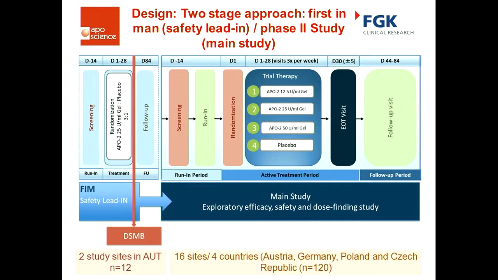If after the run-in period of a minimum 14 days, the wound still fulfills the inclusion criteria, they can be randomized. And after that, the randomization goes into 4 groups. Patients can be treated with one of the 3 doses of APO2 or placebo. And this is a parallel arm, so we are not dose escalating. Patients can be randomly assigned to any of the 4 groups in parallel. The treatment period is 4 weeks.